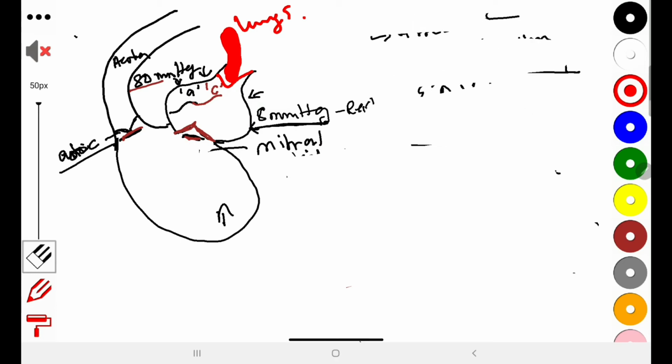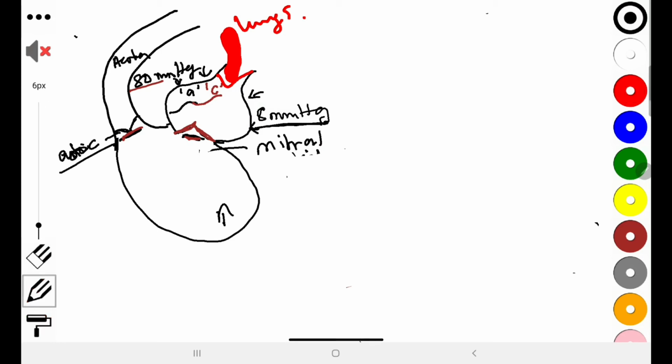So we can write that down and say rapid ejection phase. So in rapid ejection phase, these are the events that occur. First of all, let's write that down. That's rapid ejection phase.